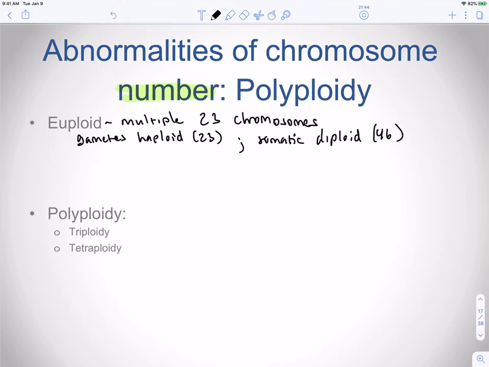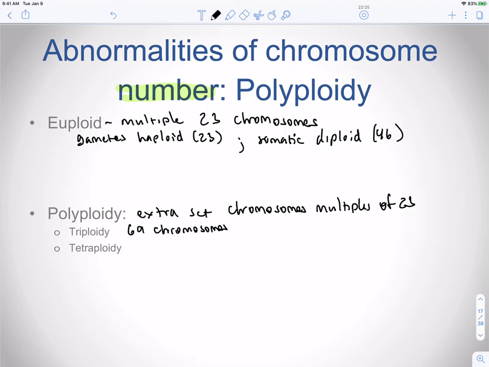So this is normal. So a polyploid is going to be the presence of extra chromosomes in a cell. Now a polyploidy is still euploid, since it's going to be in multiples of 23. So this is going to be an extra set of chromosomes, and this is, again, in multiples of 23. So you have triploidy, which is going to be where you have 69 chromosomes. And so this is going to be, for example, 69XXX. Okay, so that just tells you you have 69 chromosomes, so you have triplicates of everything, including the X.